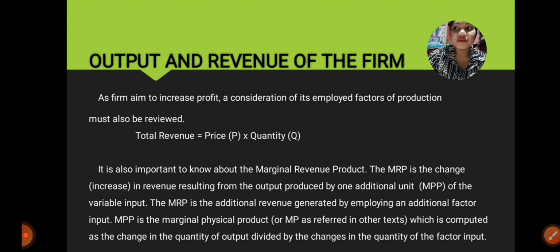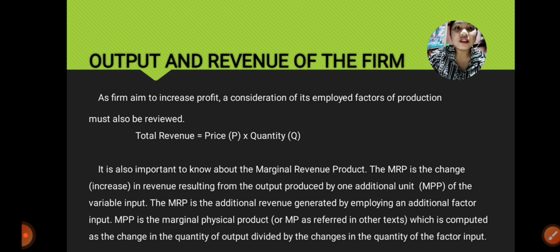Then we can derive the total revenue and the marginal revenue product of the firm by using this formula. The formula is total revenue equals price times quantity. It is also important to know about the marginal revenue product. The MRP is the change or the increase in revenue resulting from the output produced by one additional unit or MPP of the variable input.